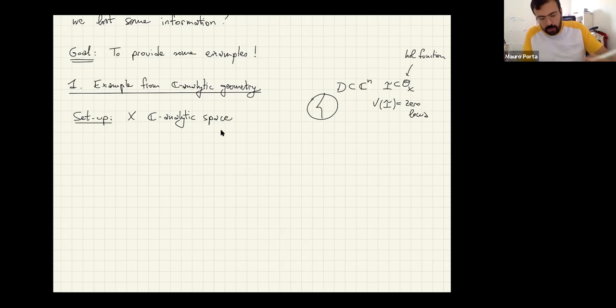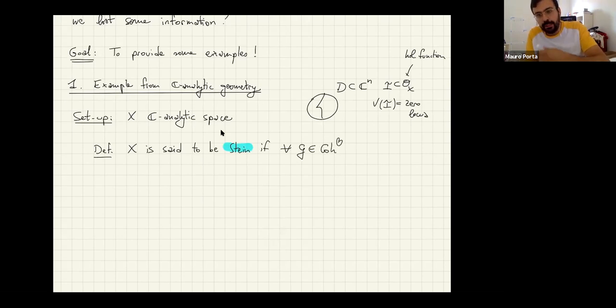Okay, so we take a complex analytic space and we give the following definition: X is said to be Stein if for every coherent sheaf, I write the heart to mean that it's discrete, it's the usual abelian category of coherent sheaves.